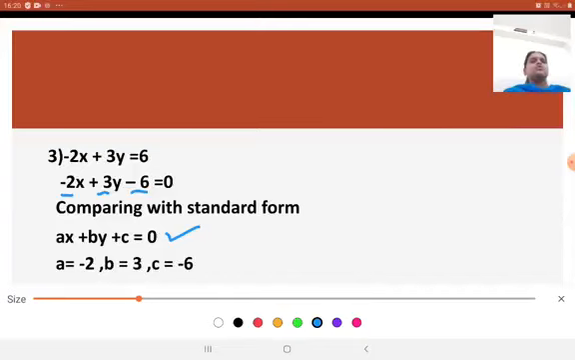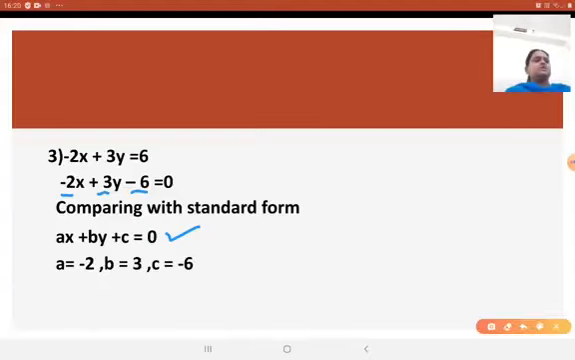The next few more sums are given, which we will continue in our next period. Till then, if you want to try yourself, you can try. Otherwise, I will continue in my next period.